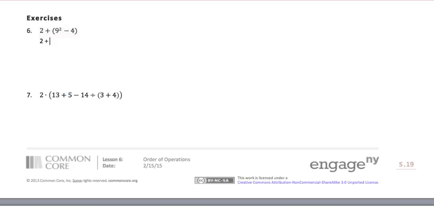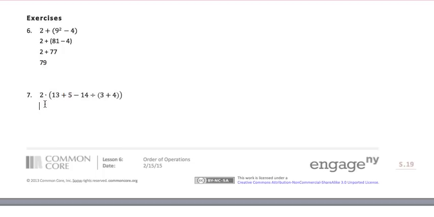So what I have then is 9 squared, which is 81, minus 4, inside parentheses. I don't remove the parentheses until I have actually solved everything inside it. So next I will do 81 minus 4, which is 77. And then finally, I add 2 and 77 and get 79.